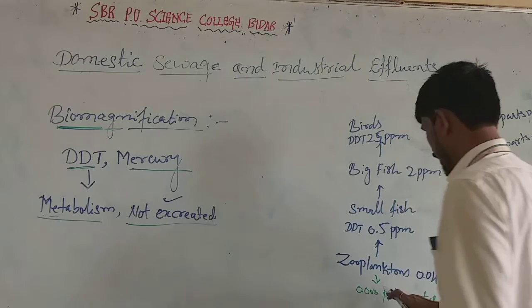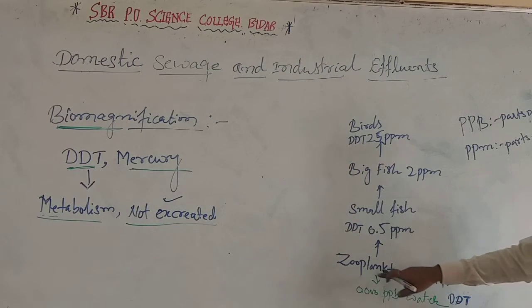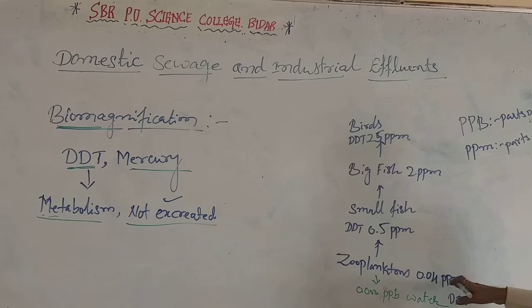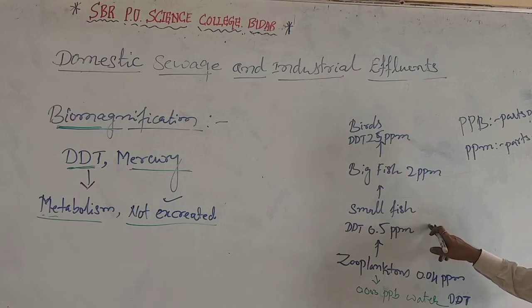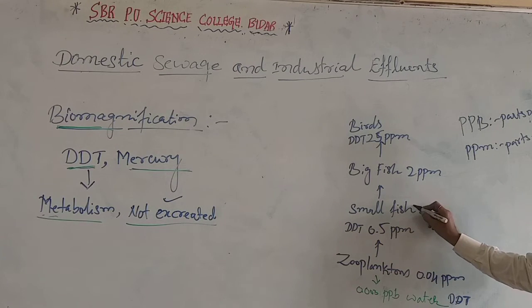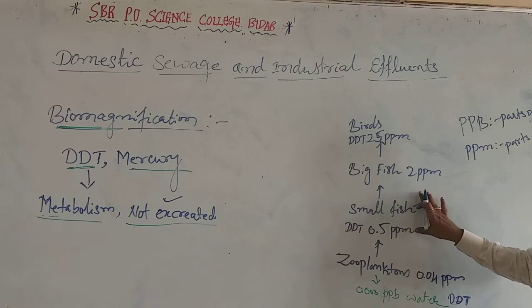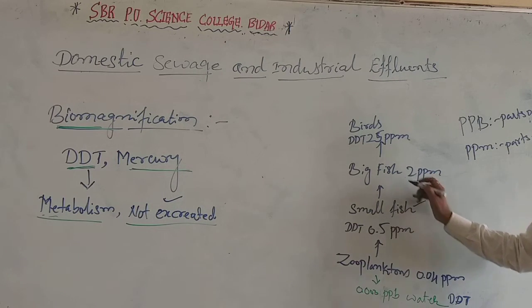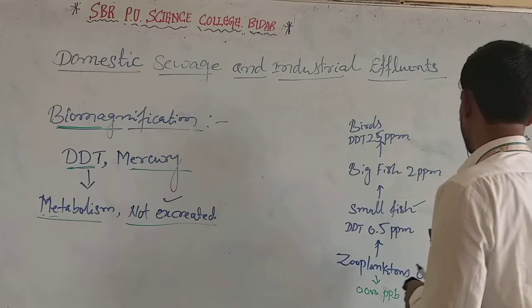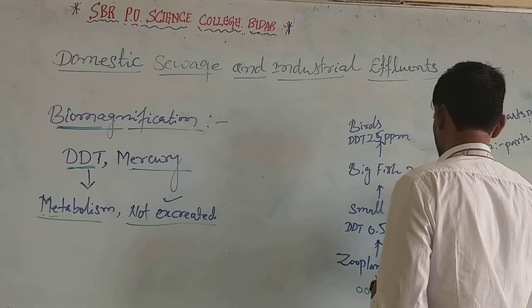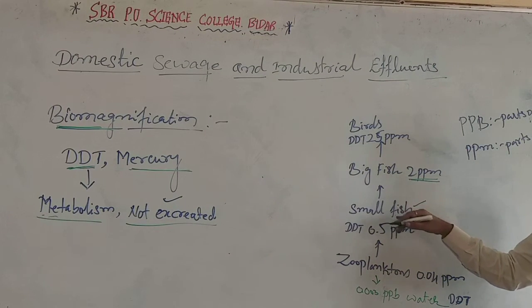The water is consumed by the zooplanktons, which eat phytoplanktons. Then these zooplanktons are eaten by small fishes. So 0.5% of DDT enters into small fishes. It is not degraded. Next, this much, 2 ppm, is present. It is eaten by small fish.